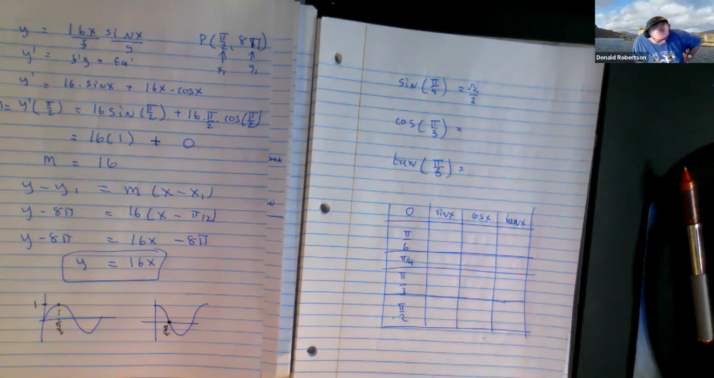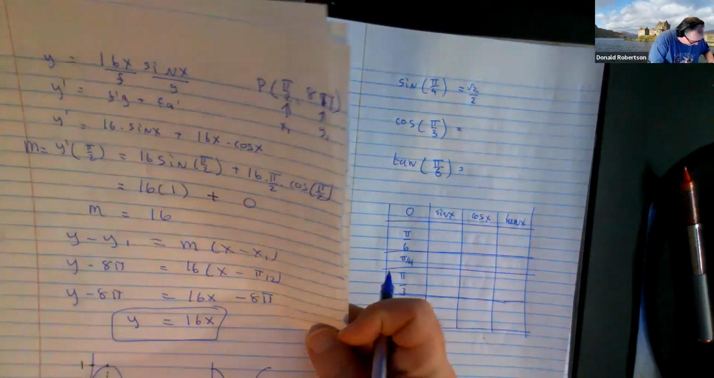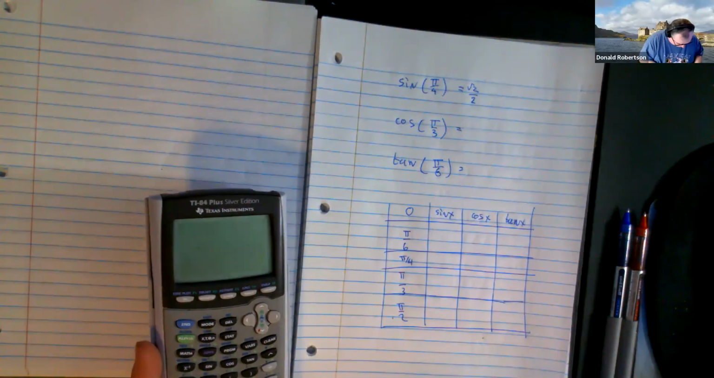Pi upon 6. What is the sine of pi upon 6? Anybody? Pi upon 6. Is it root 3 over 2? Okay, that's a guess. Oh, it's the right number. It might not be for this one, but it will be for one of them.